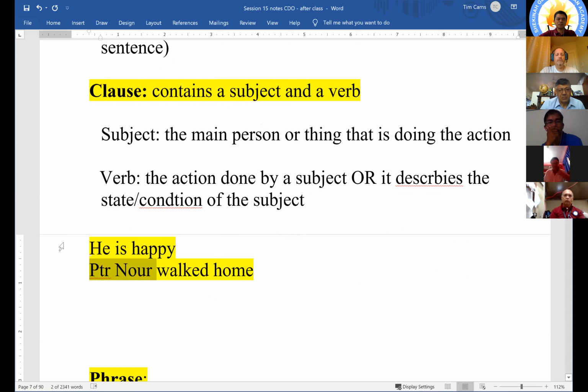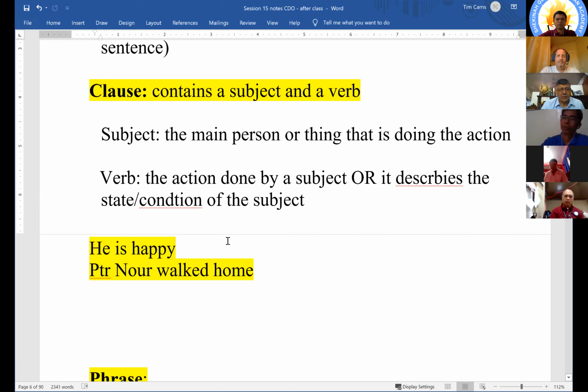Okay? Now, in this first sentence, is describes the action, but it's not really an action, it's a state, a condition. He is happy. She was sad. They were lost. Okay, it's telling a condition or a state. It's not describing an action, but that's also a verb. So a verb does two things. It can be an action done, or it describes the state or condition of the subject.